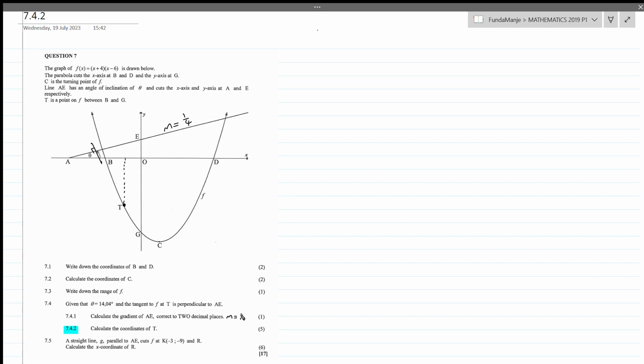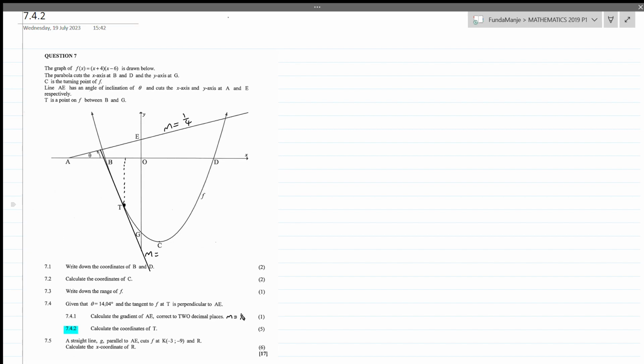7.4.2 says calculate the coordinates of T. In order to calculate the coordinates of T, which can be found in between B and G over here, we first need to calculate the gradient at T. So we can calculate the instantaneous gradient, meaning if we can approximate a straight line that passes through point T and we can find its gradient, then that would be the gradient at that point, and then we can use the first principle or the first derivative in order to find at what x value we will get that gradient.